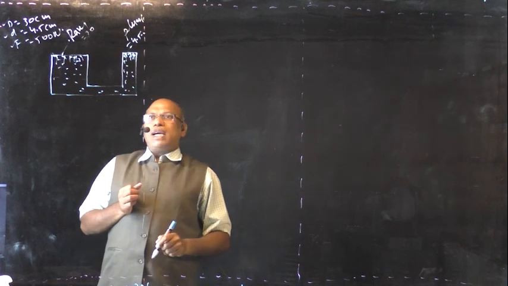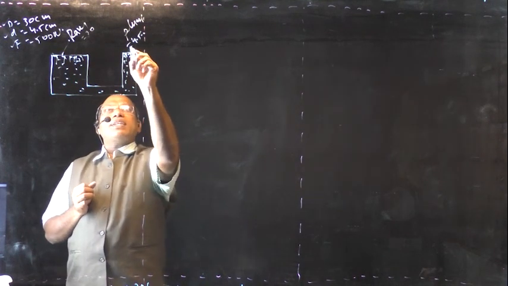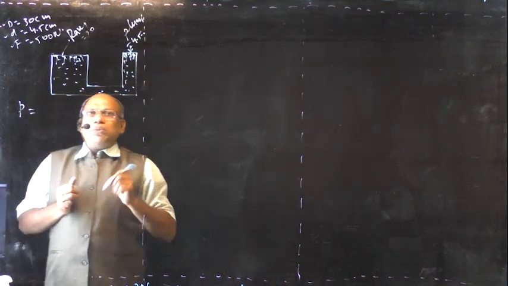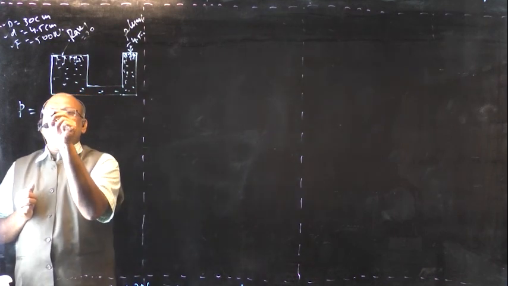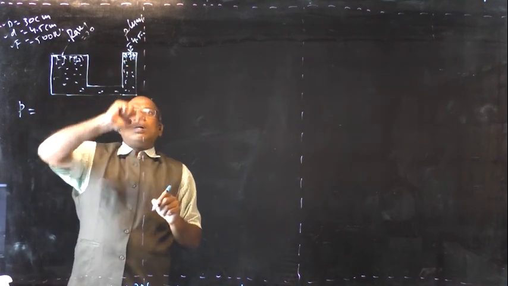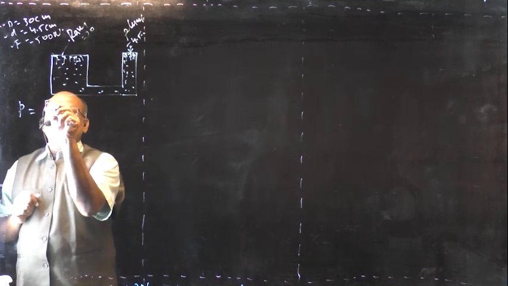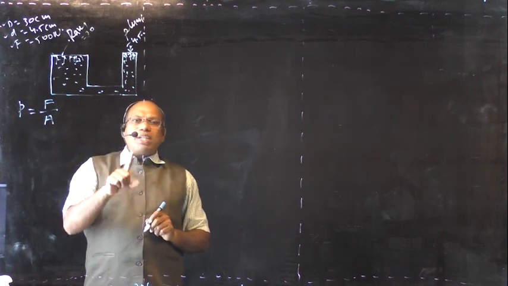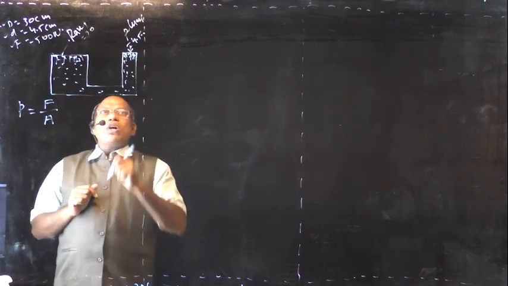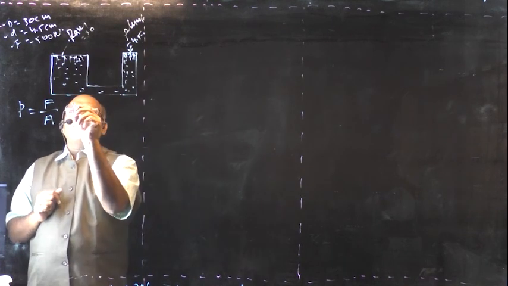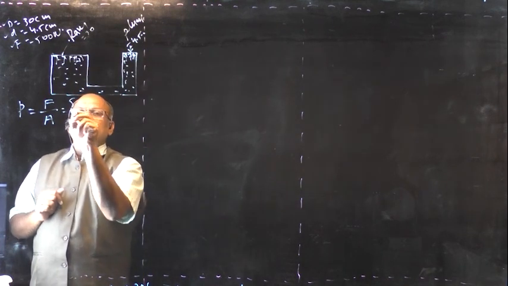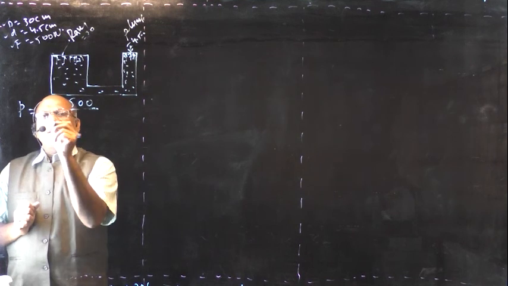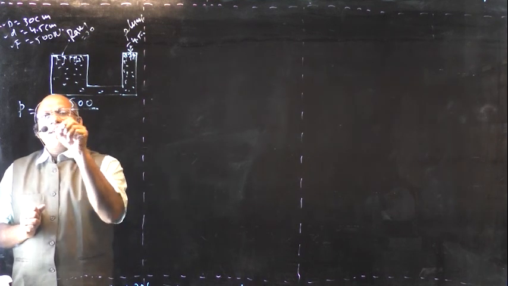Now we are going to determine the pressure at the plunger. Intensity of pressure P is equal to force by area. That is the formula I already gave in the last class. Force is given, that is equal to 500 newtons, divided by area. Say the area of the plunger is taken as small a.